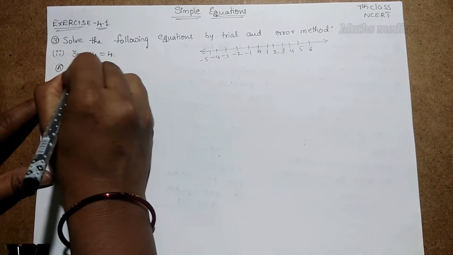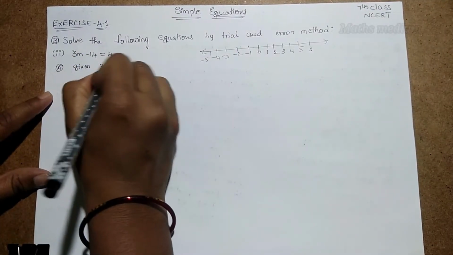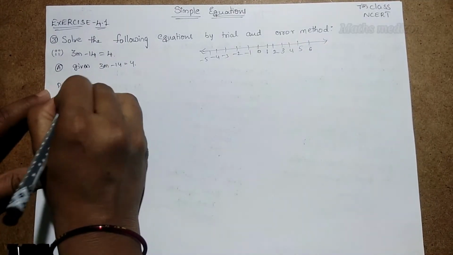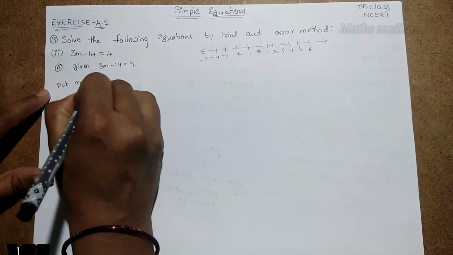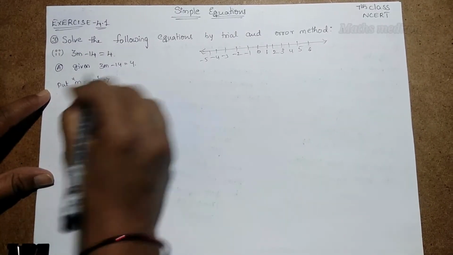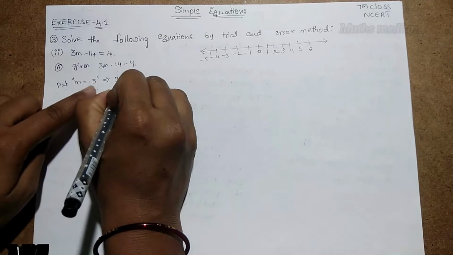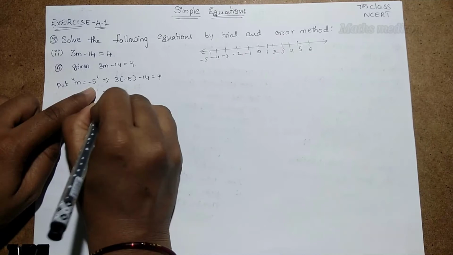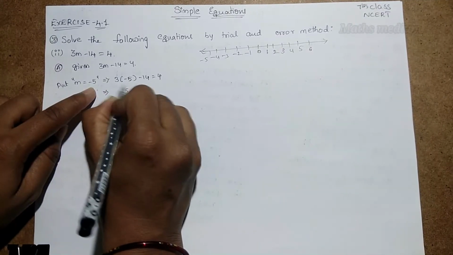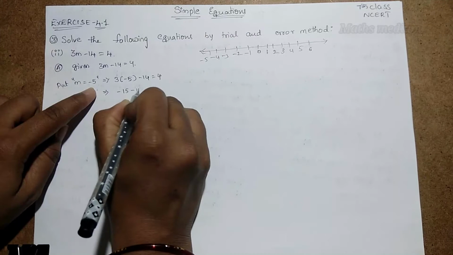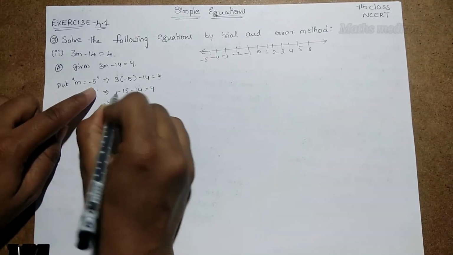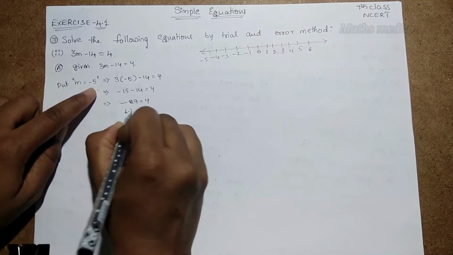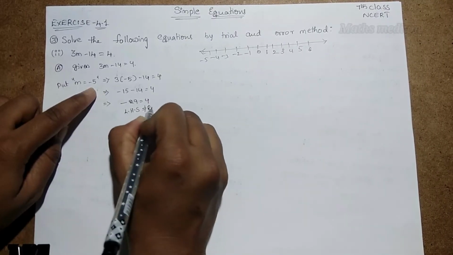So given 3m minus 14 is equal to 4. Now put m is equal to minus 5. So now the equation comes as 3 into minus 5 minus 14 is equal to 4. So this resembles 3 into 5 is 15, plus into minus is minus. So minus 15 minus 14 is equal to 4. So here we get minus 29 is equal to 4. So this does not satisfy, L.H.S is not equal to the R.H.S.